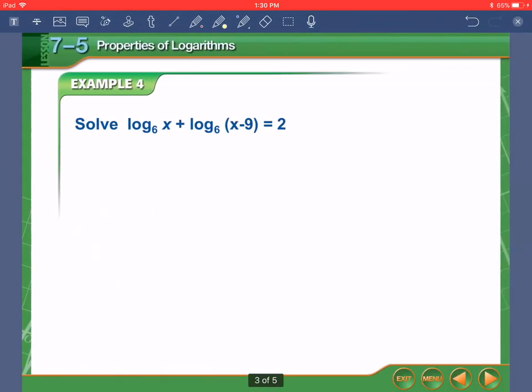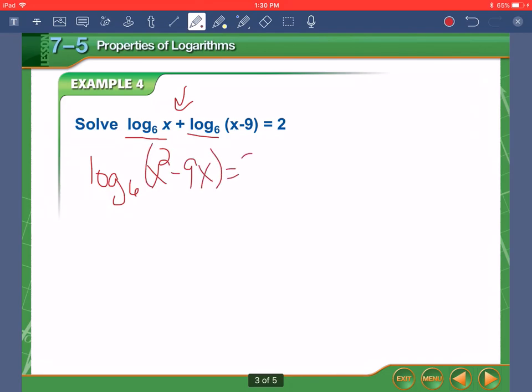My next example, I have log base 6 of x plus log base 6 of x minus 9 equals 2. So I don't have any powers happening because I don't have a number that's pulled out to the front of my logarithms. But what I can do is I have log base 6 of x and a log base 6 of x minus 9. So I can make that 1 by using multiplication since it's addition right there. So I can say that it's log base 6 of x squared minus 9x equals 2.